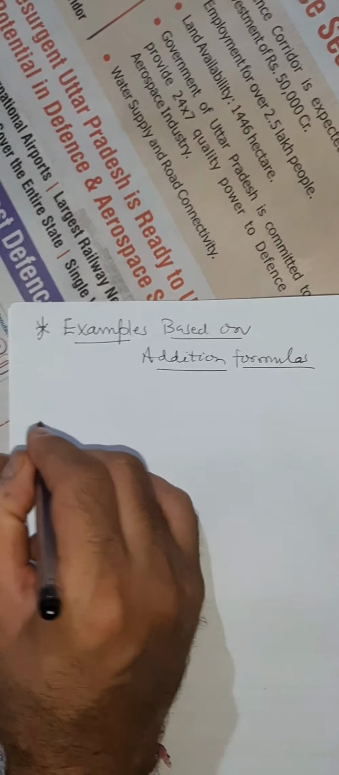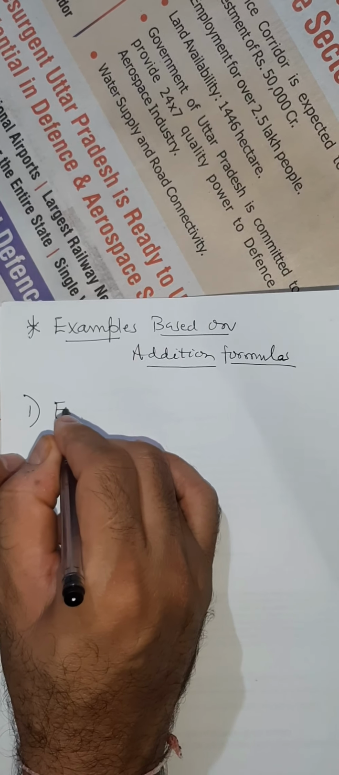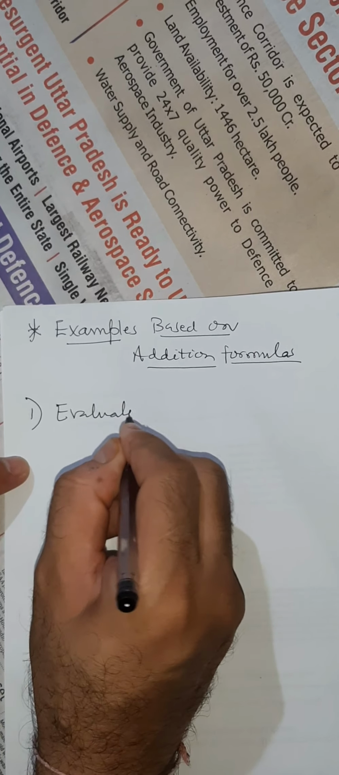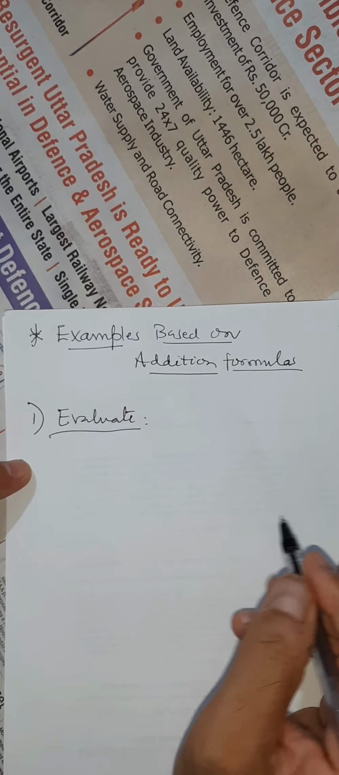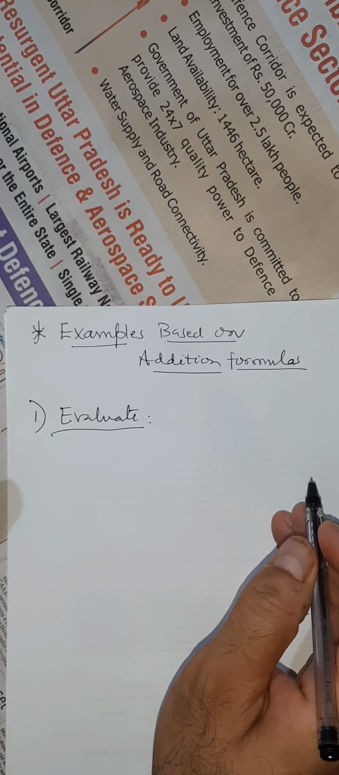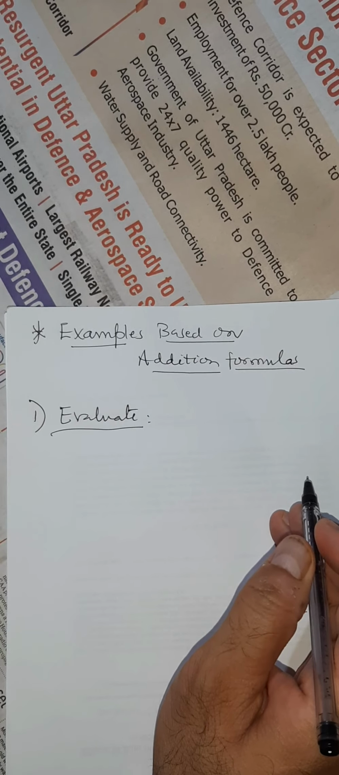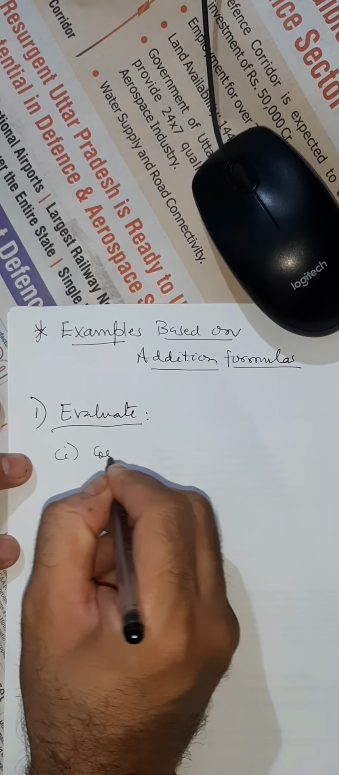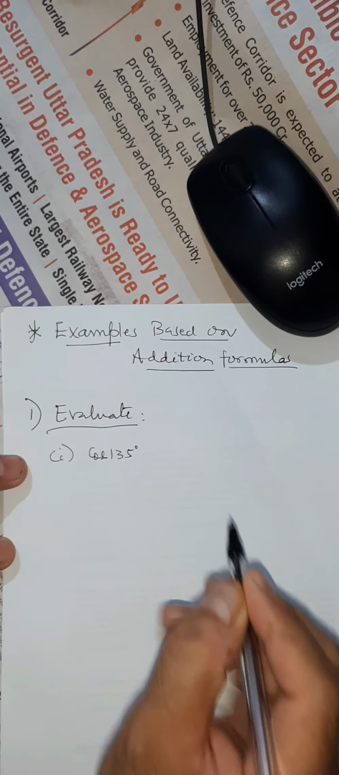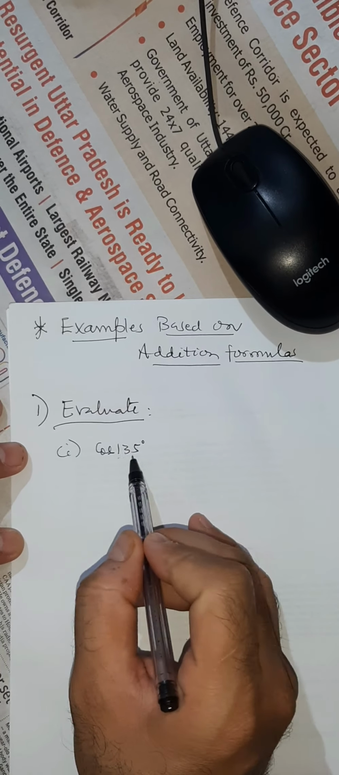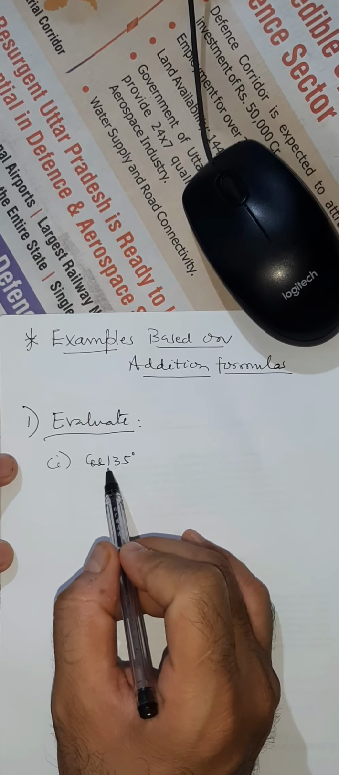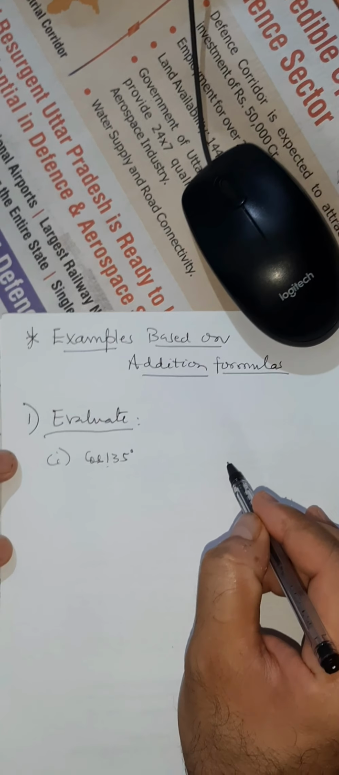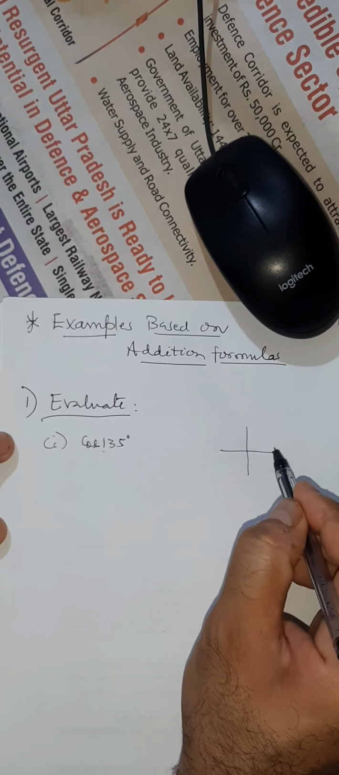We now discuss examples based on addition formulas. So here, see the first question. Evaluate the following. The first one is here. We are having cosine 135 degree. Now what we do, we express 135 as a plus or minus of this reference point.